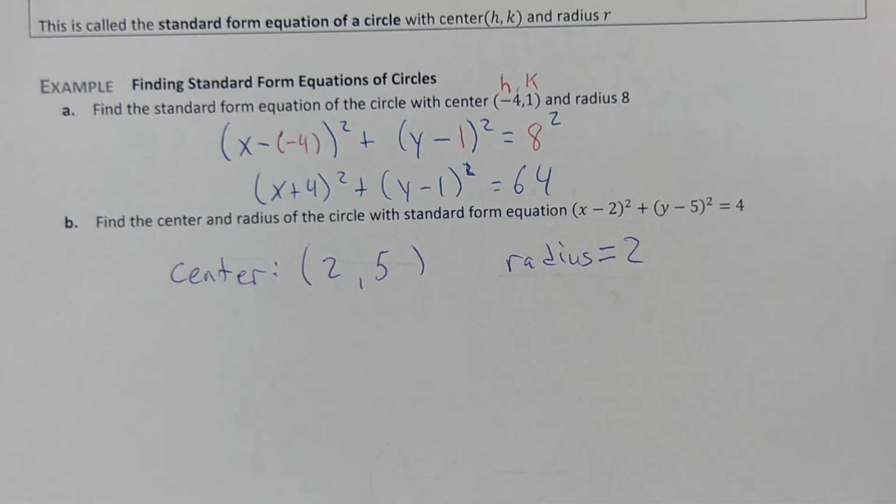And if the right side of the equation is not a perfect square, you just put a root bar over it. Let's say c equals 5. Square root of 5 is the radius. And that's it. Feeling good? All right. Fantastic.